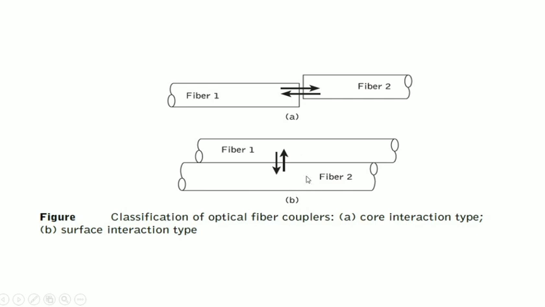Coming to the second diagram, B. Here power transfer takes place through the fiber surface, normal to its axis. How? By converting guided core modes to both cladding and refracted modes. Through the surface, the power transfer takes place. That's why it is called the surface interaction type.